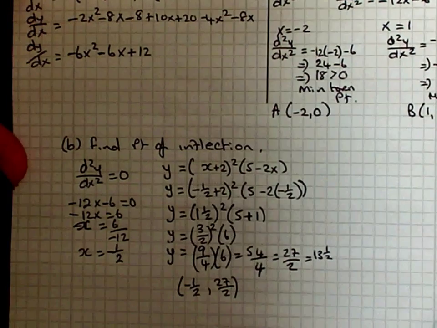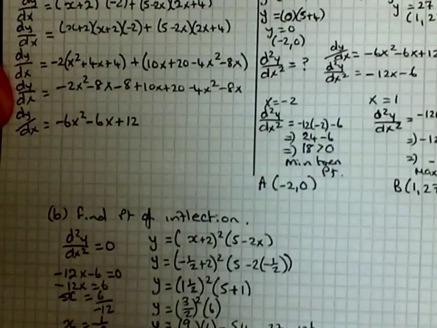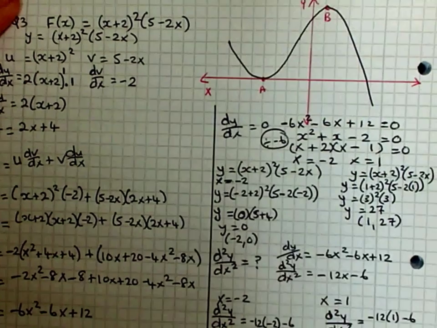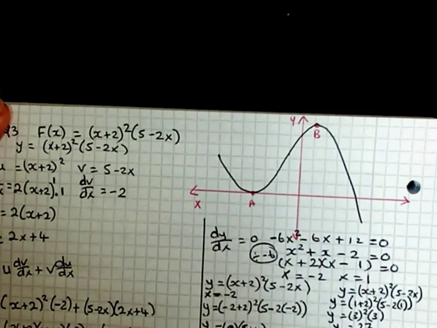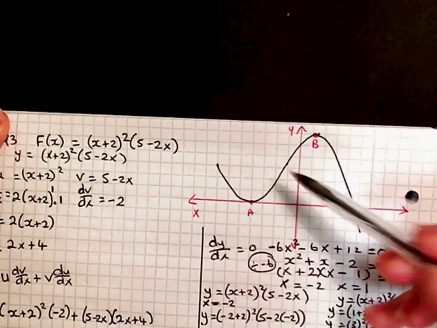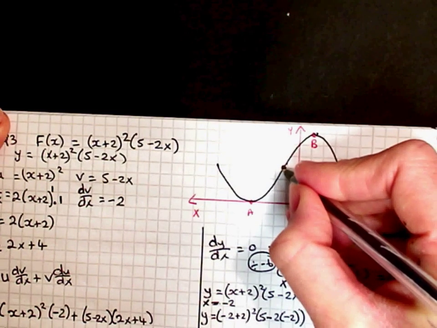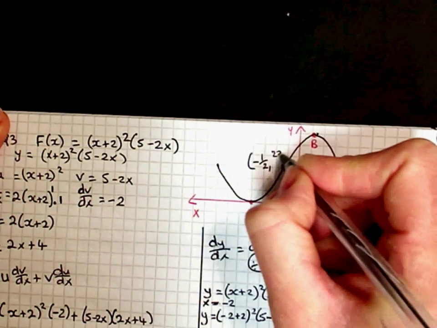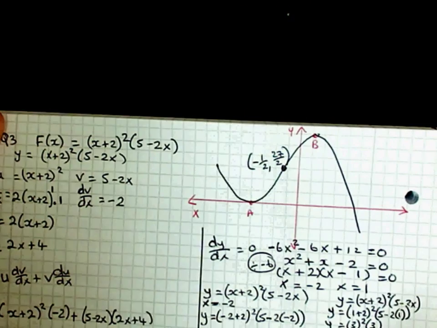And so back to the diagram to put in the point of inflection. The point of inflection is where the curve changes from being concave upwards to being concave downwards. Okay, so where the curvature of the function changes. So we're talking about right here in the center. So it is minus a half and 27 over 2, or 13 and a half.